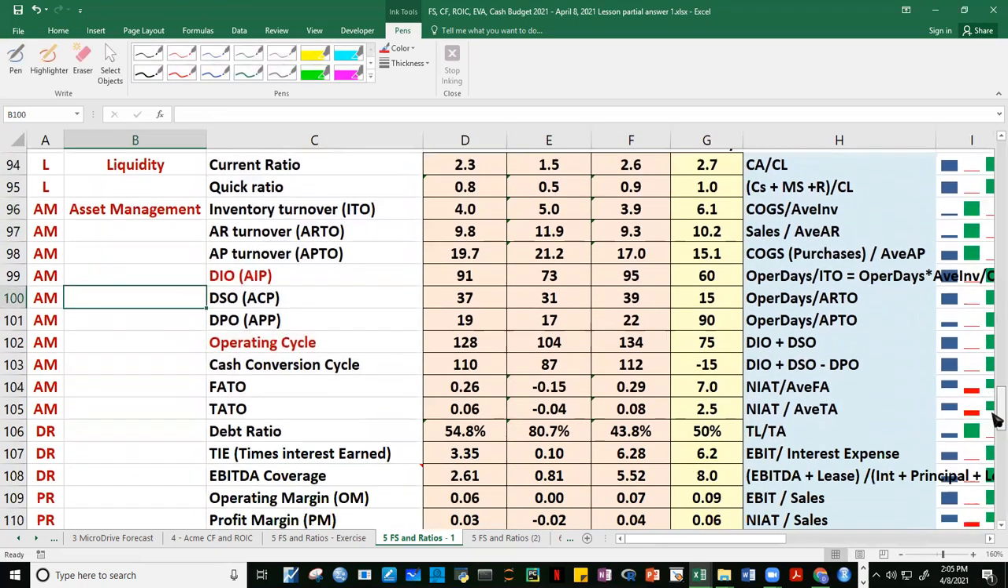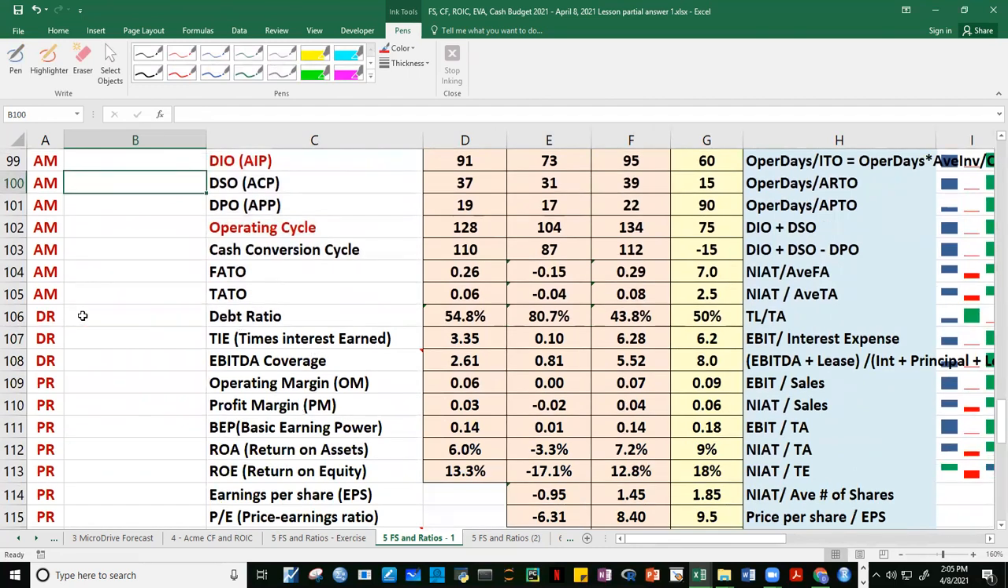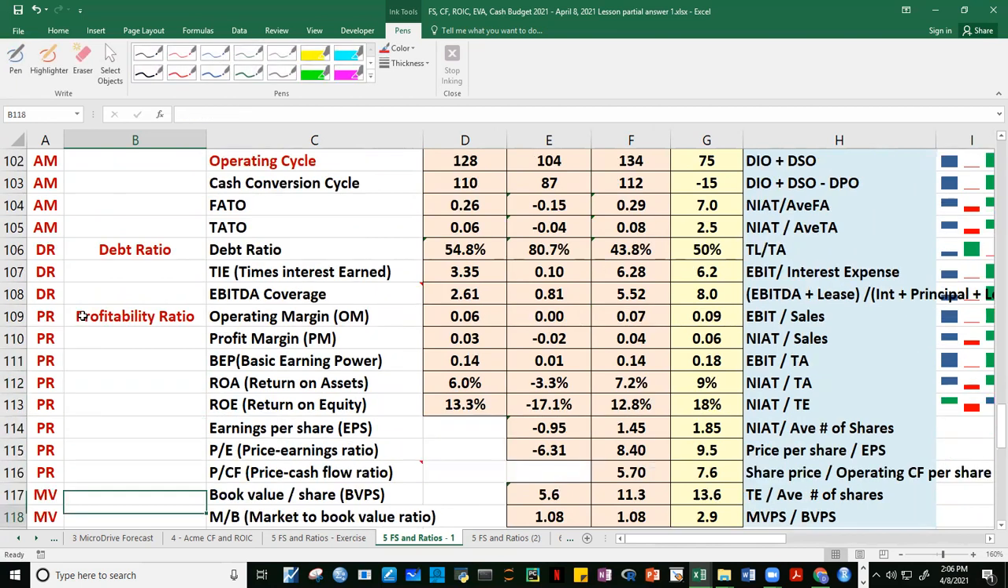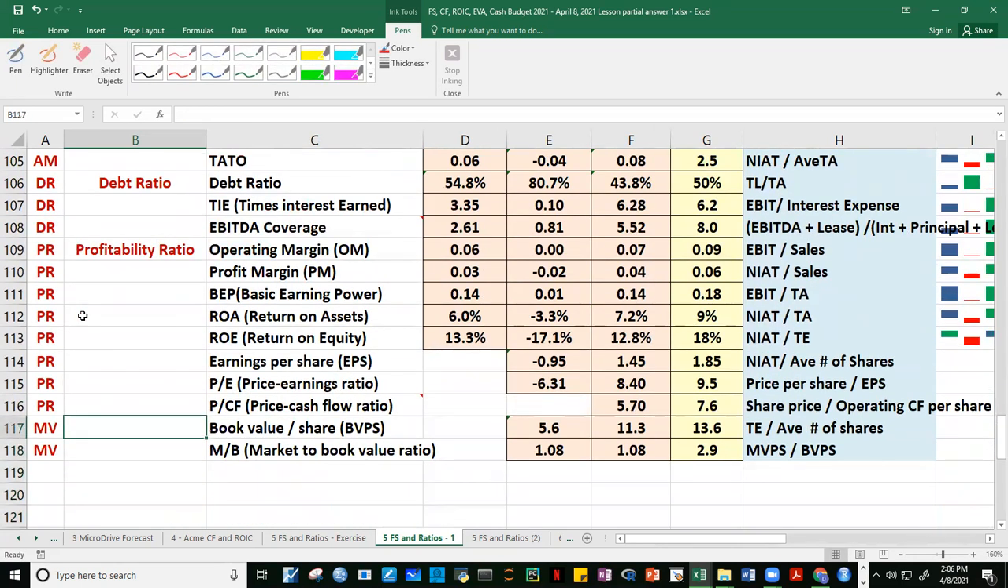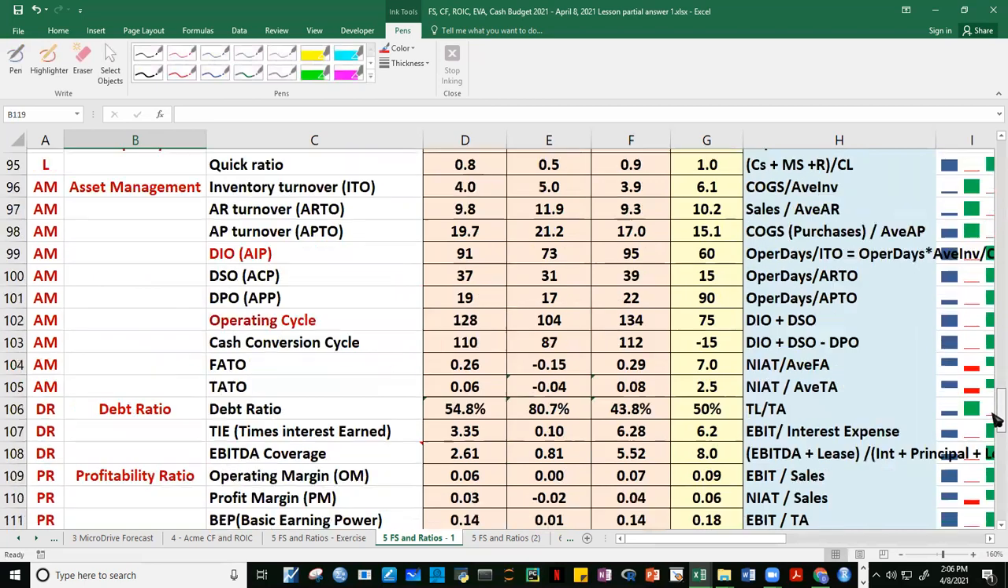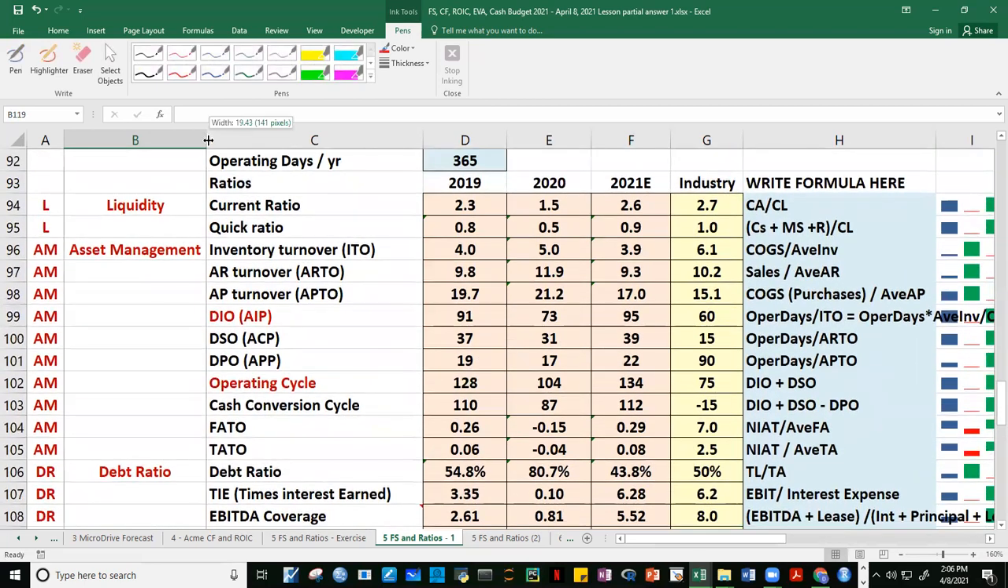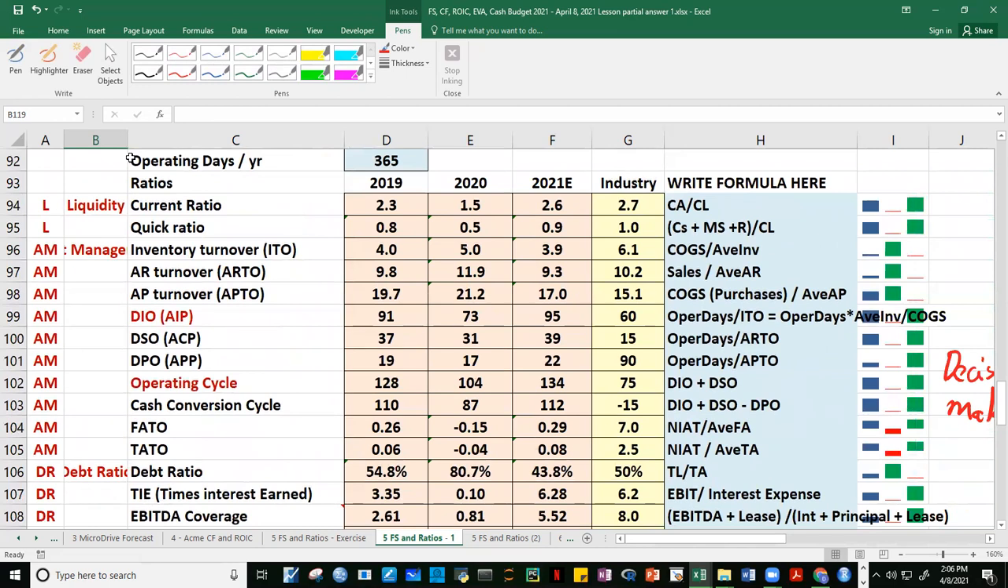Okay, then ano yung DR? Okay, andyan na. Yung mga debt ratios natin. Then yung PR is your profitability ratios. And then lastly, yung MD, market value ratios. Okay, marami pang ibang klaseng ratios, guys, pero we'll just focus on these 5 basic ones, 5 important ones. So liquidity, okay.